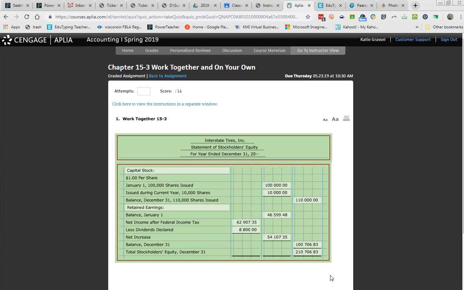That is how you prepare a statement of stockholders' equity. It's easy if the things are there. I will let you know on the test if you have to have it or not.